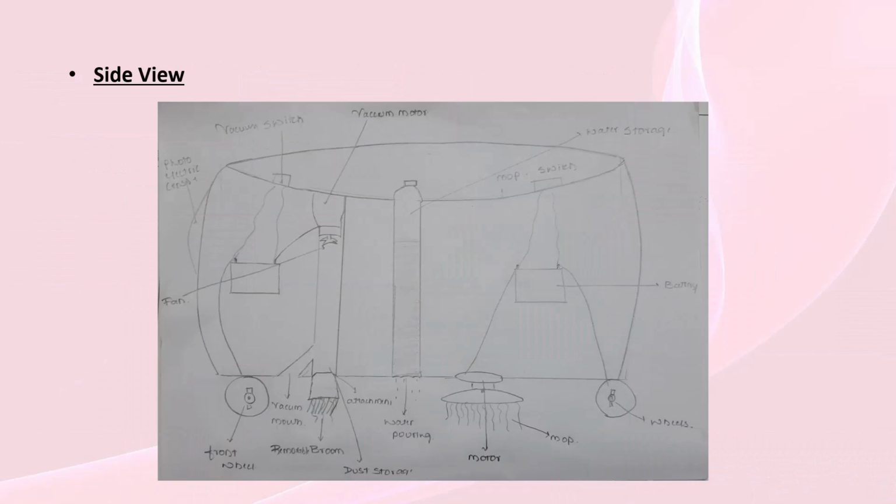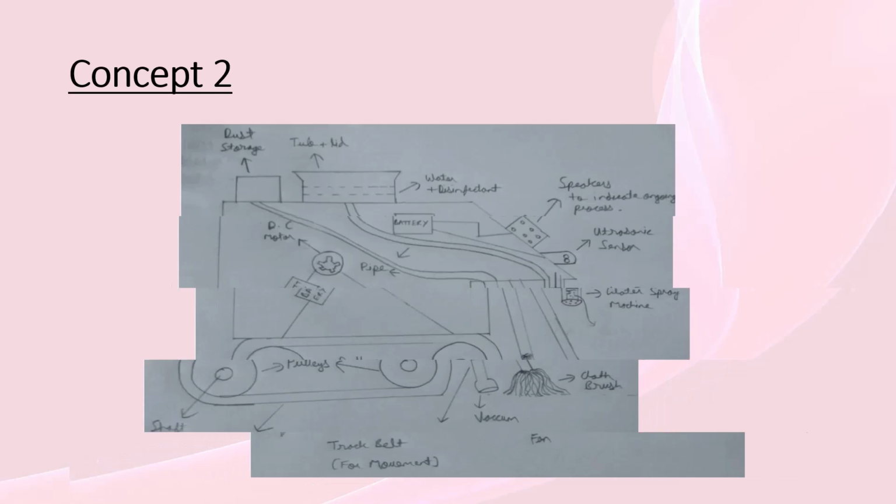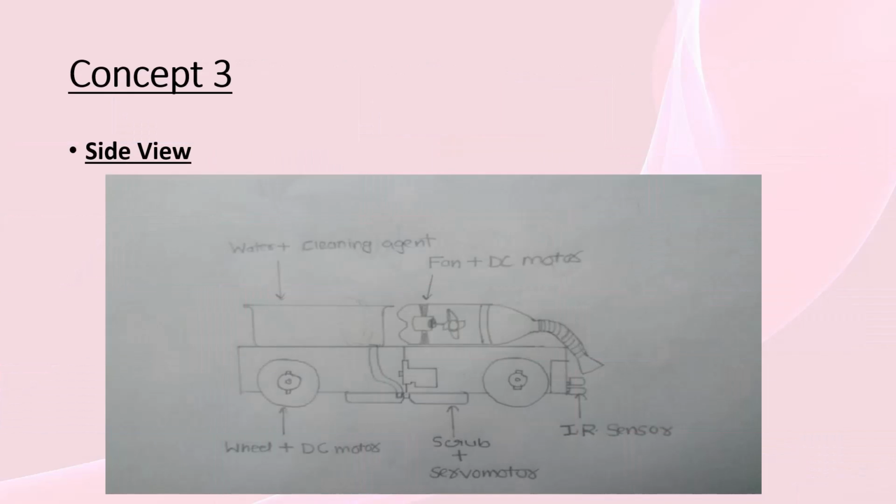In concept number 1, the main things are that the cleaning is done with the help of a vacuum and a removable broom, and there is a photoelectric sensor. Now, in concept number 2, the cleaning is done with the help of a cloth brush, a vacuum and a water spraying machine, and the obstacle detection is done with the help of an ultrasonic sensor. In concept number 3, the cleaning is done with the help of a scrub mounted on a servo motor as well as a vacuum bottle.